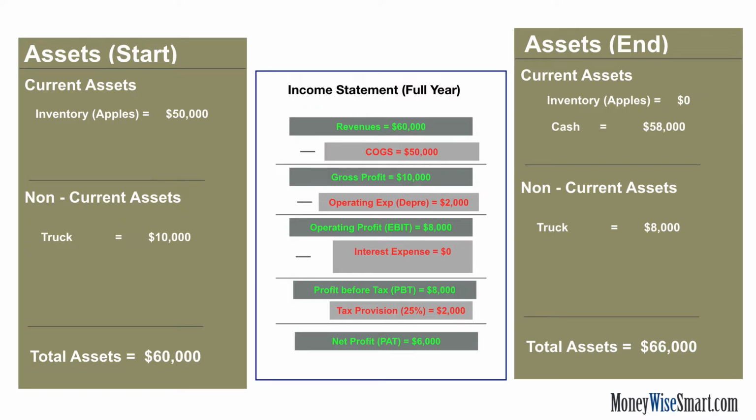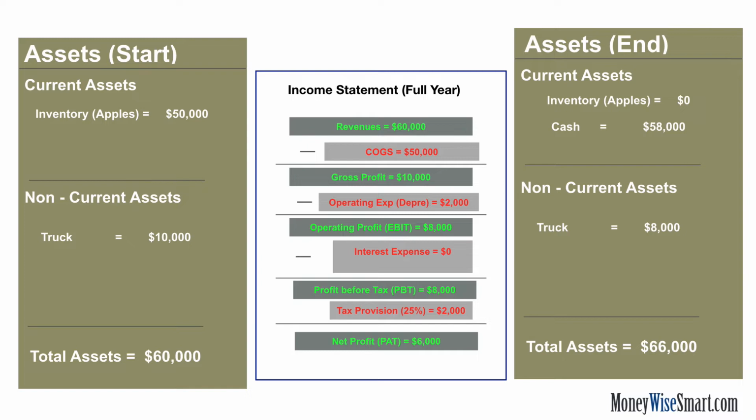So I start the business with $50,000 worth of apples, which I bought from the farmers, and a second-hand truck, which cost $10,000. So my total assets is $60,000. In the year, I sold the entire inventory and generated $10,000 of gross profit. Let's assume my total operating expense, which involves depreciation, maybe some running expense, is $2,000. The operating profit is $8,000 and the tax provision is 25%, which is $2,000. So I generated a net profit of $6,000.